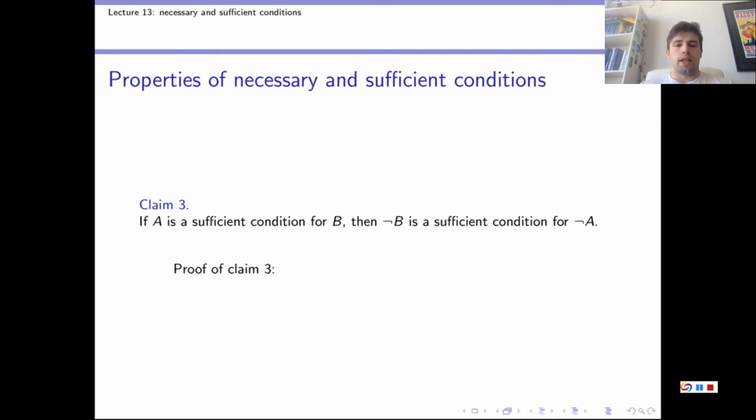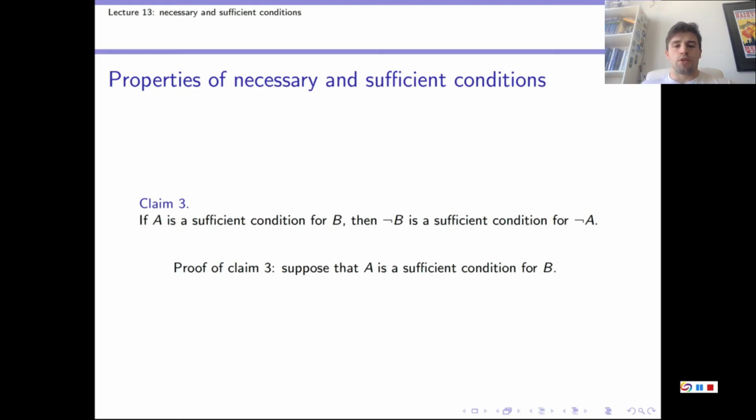Now, just like the 2 claims we saw earlier, claim 3 is an if-then statement. So here's the first question. To prove claim 3, what do we do first? To prove claim 3, we start by assuming that the if part, or the antecedent, is true. So we suppose that A is a sufficient condition for B. Here's the next question.